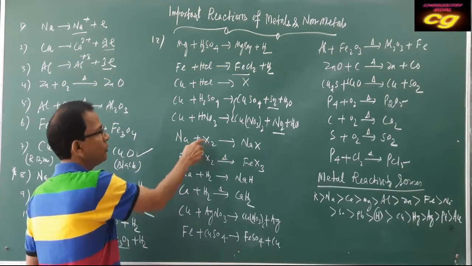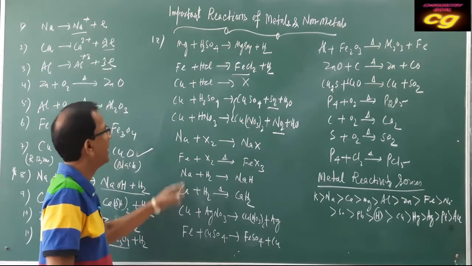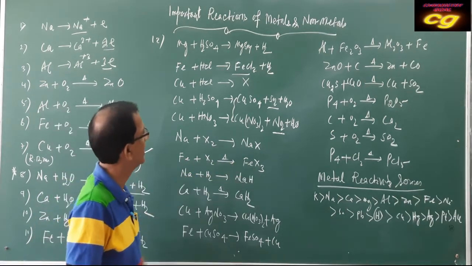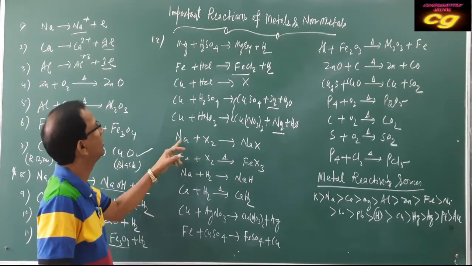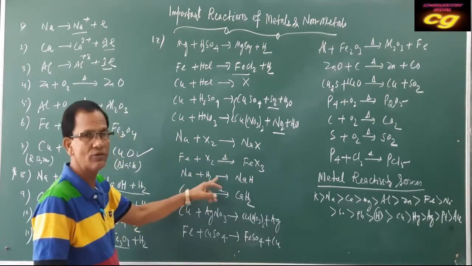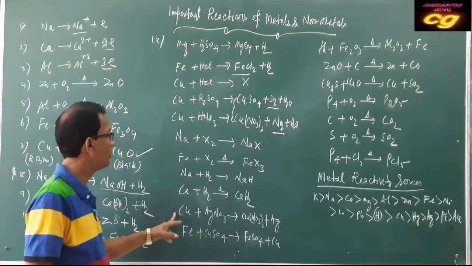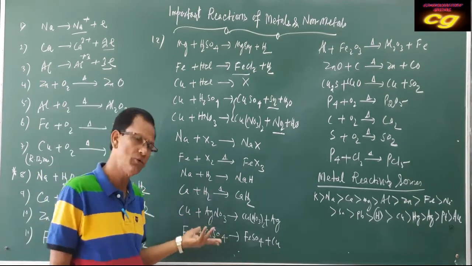Then metals react with halogens to form metal halides. Iron with X2 gives FeX3, sodium with X2 gives NaX. Sodium with hydrogen gives sodium hydride, calcium with hydrogen gives calcium hydride. Copper, that is a displacement reaction we have already discussed.